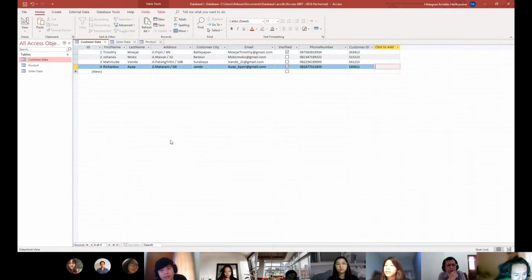Our business project is about the business process of Tokopedia. So the first data is customer ID, email, verified. This verified is about like if you log into Tokopedia, you have to verify your phone number. So you can try to access with verified phone number data. And last is customer ID.